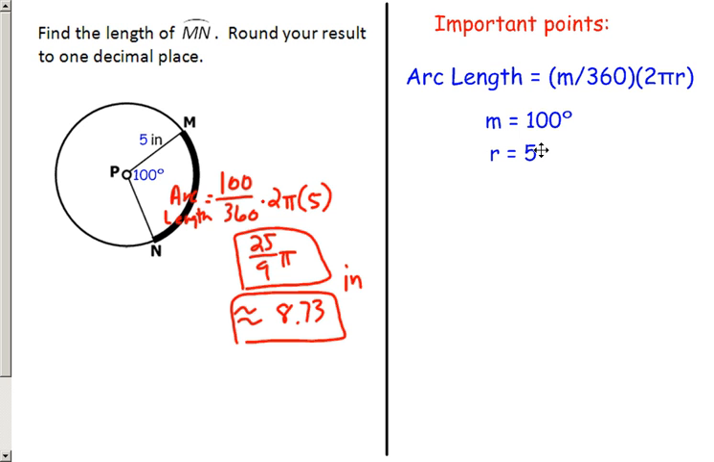Again, measure of the arc over 360, and it makes sense. If you're talking about this, you're talking about a fraction of the circumference. And the circumference is 2 pi times 5. The fraction of the whole circumference is 100 over 360.